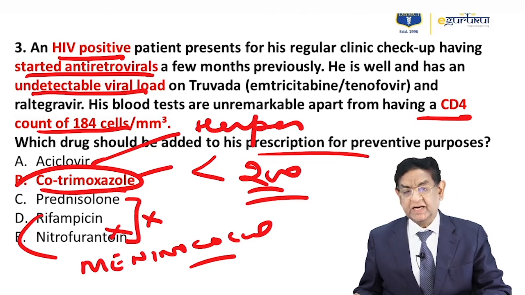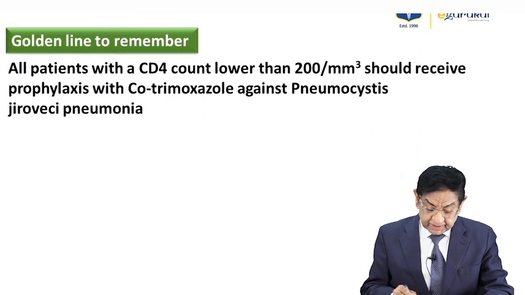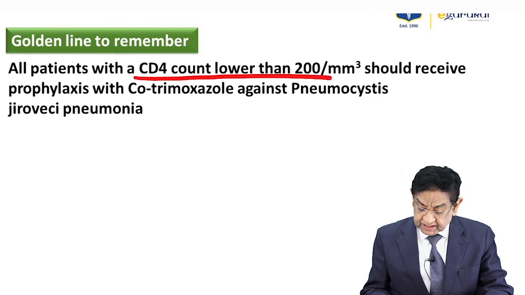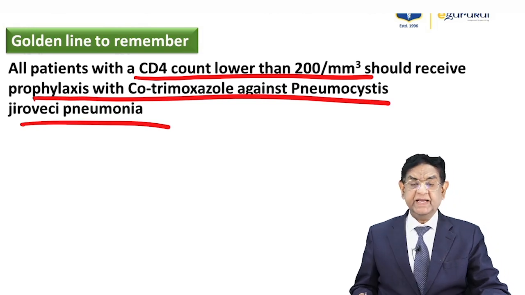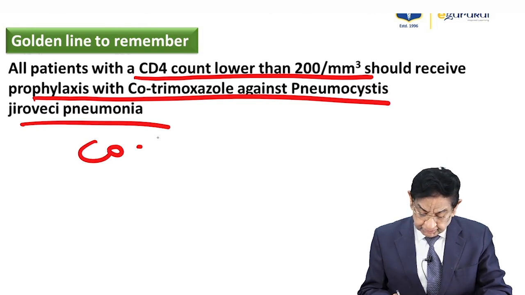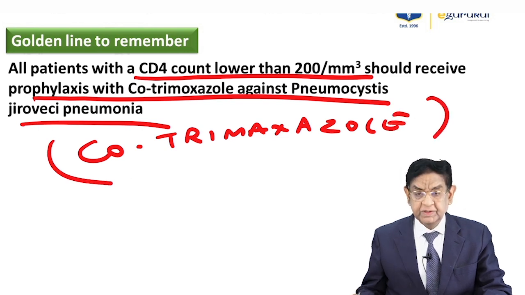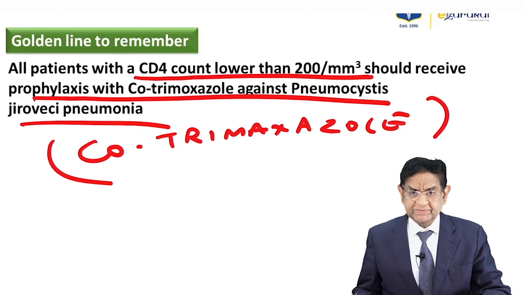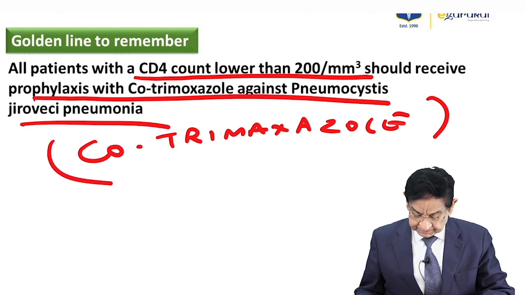because the CD4 cell count is below 200. The golden line to remember: a patient with CD4 cell count below 200 should be given prophylaxis against pneumocystis carinii, and for that we give co-trimoxazole. Point to be noted, for the treatment as well as prophylaxis, the first line drug is always co-trimoxazole.